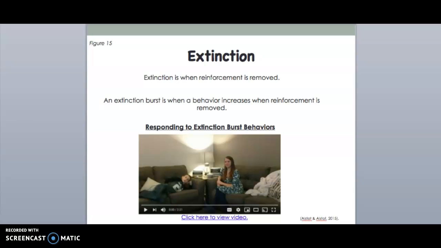Extinction is when reinforcement is removed. For example, escape extinction occurs when an instructor continues to present an aversive activity, such as an instructional task, but they eliminate the possibility of the learner being able to escape from that activity. An extinction burst is when an inappropriate behavior drastically increases rapidly because the reinforcement is removed. This is especially observed when a learner has a history of being reinforced for that particular behavior. Here's a video that you can view at your leisure that models what an extinction burst looks like and how we should react to it.